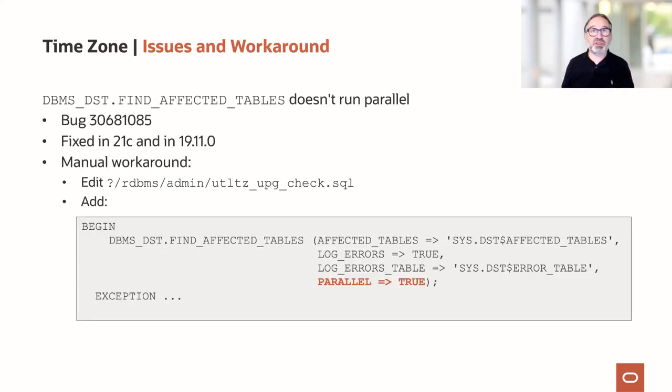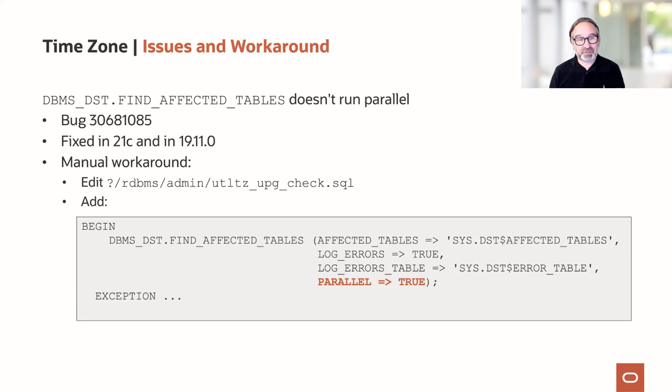And a few issues or workarounds we would like to highlight here. First of all, when the check script runs, the upg_tzv_check.sql, it does a call to find affected tables. And this by default does not run in parallel. For instance, one of my customers called me and said, hey Mike, it's running for 12 hours. I mean, we have a lot of data, but why is it going so slow and serial?